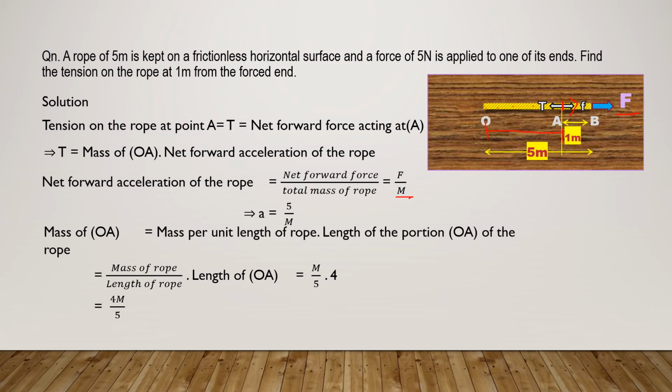So the mass per unit length of the rope is equal to M by 5, as we have taken the mass to be capital M, and 4 meter is the length from O to A. So eventually that will be equal to 4M by 5. So tension at the point A will be equal to mass into the acceleration, which is equal to 4 Newton, which is the answer.